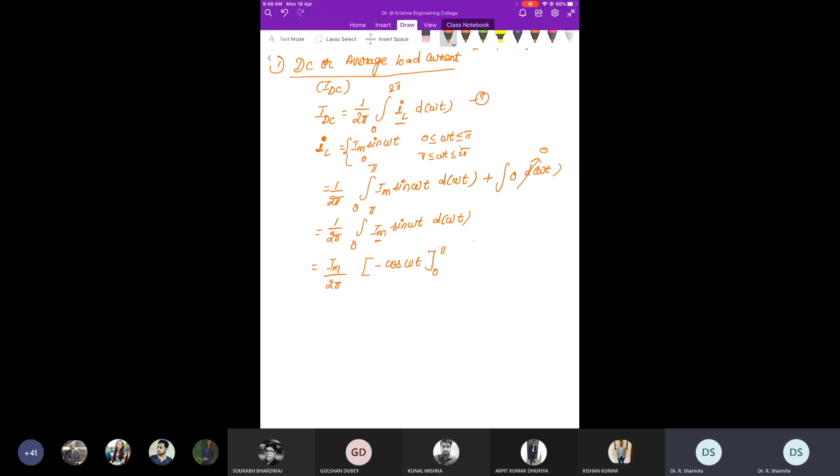Then the interval is 0 to pi. Just substitute the values. You know how to substitute the limits: upper limit minus lower limit. So Im by 2 pi into, substituting the upper limit, cos pi minus, since the minus is already there, minus of cos 0. What is the value of cos pi? And you know that cos 0 is equal to 1.